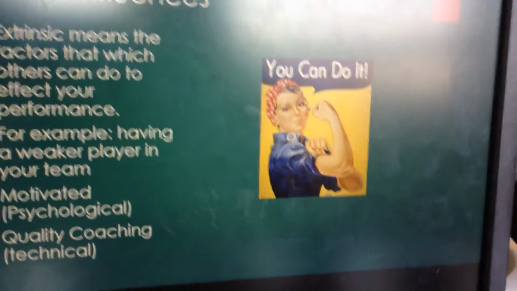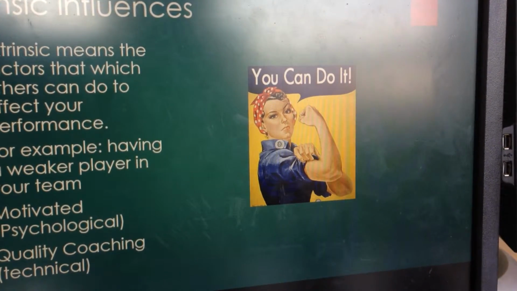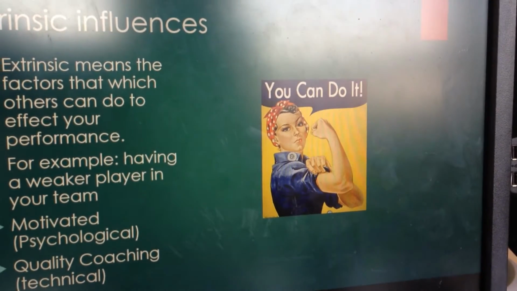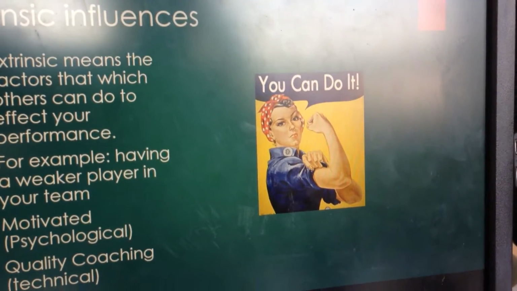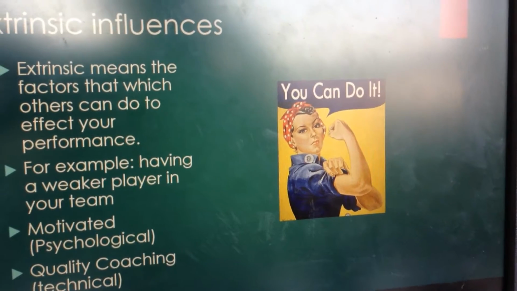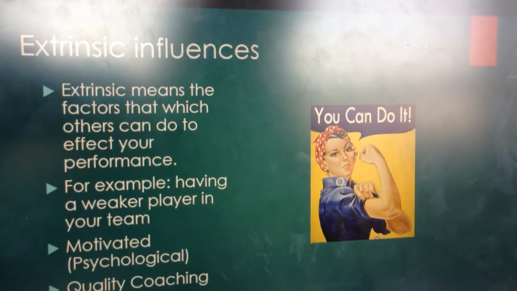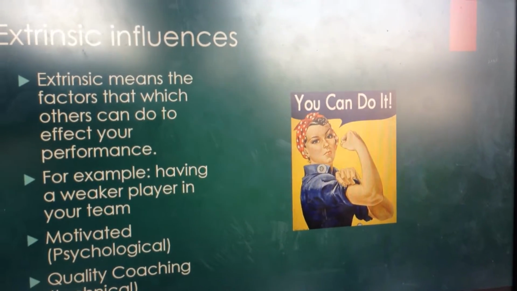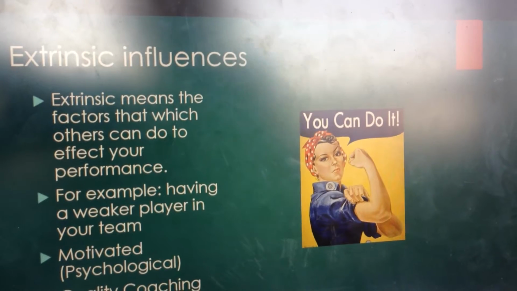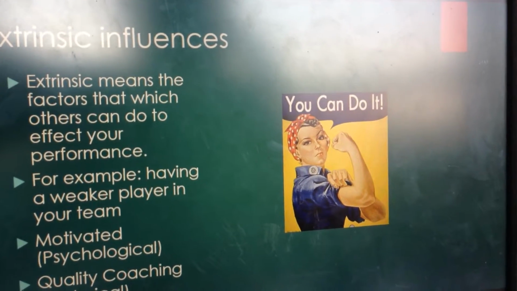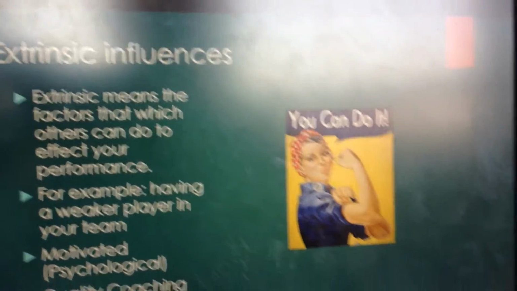The extrinsic influences are, for example, having a weaker player in your team. Psychologically you could have to motivate them, and also to improve them you'd have quality coaching, which is a technical factor. Extrinsic influences mean that they can affect your performance from other people around you or anything around you.